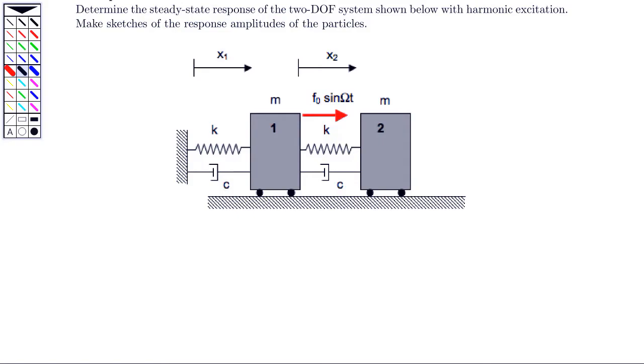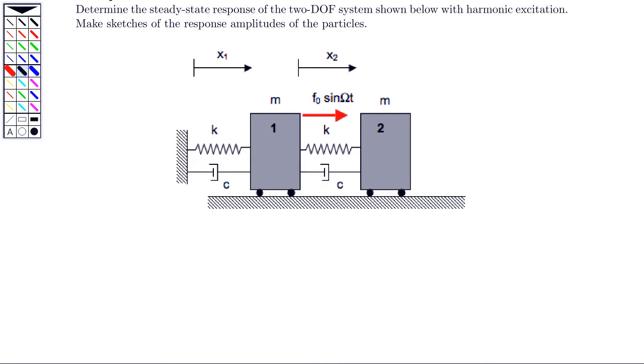For this example, we're asked to look at a system having 2 degrees of freedom. We have particles 1 and 2 interconnected by springs and dashpots as shown. x1 and x2 represent the absolute motion of blocks 1 and 2. In addition, we have a harmonically varying force, F0 sine omega t, which is acting at particle 1.